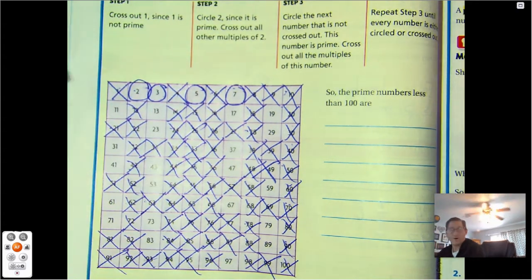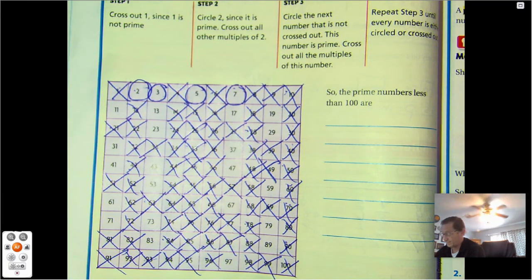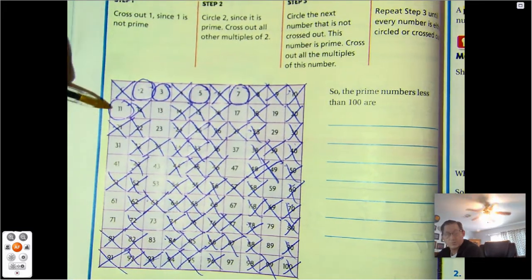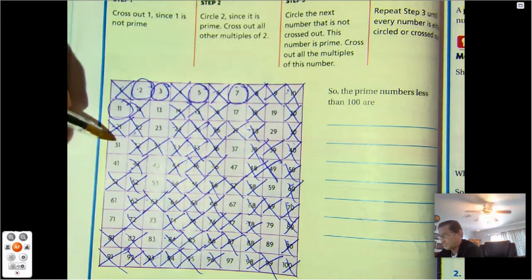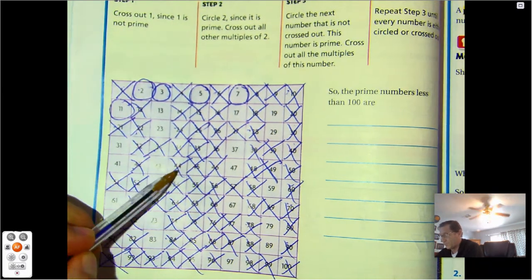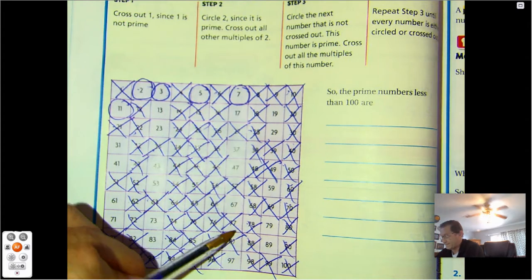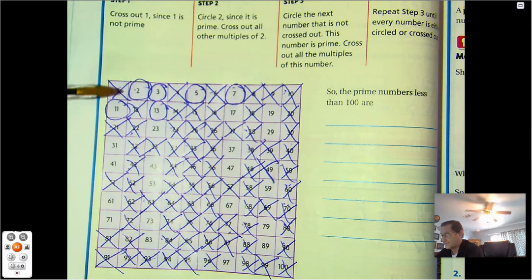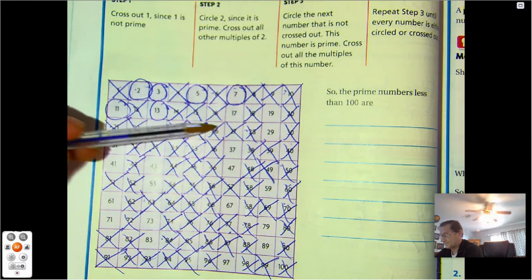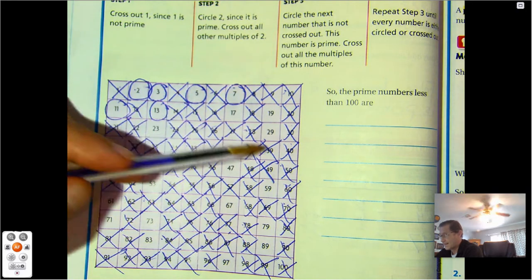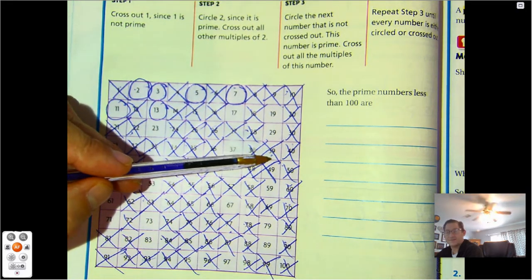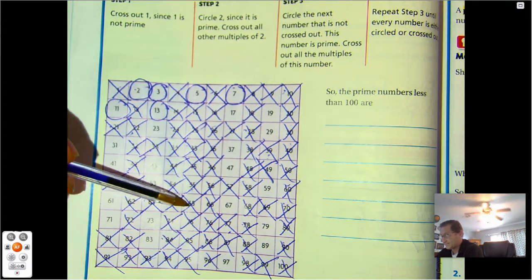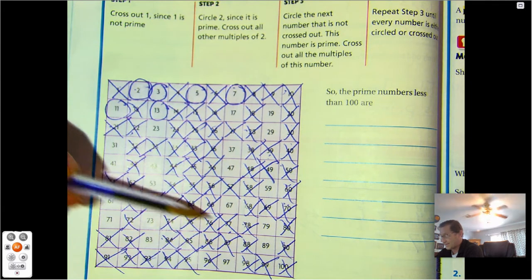Okay, let's go 11. We said 11 is prime. So now we need multiples of 11: 11, 22, 33, 44, 55, 66, 77, 88, 99. All right. 13: 26, 26 and 13 is 39, 39 and 13 is 52, 52 and 13 is 65, 65 and 13 is 78, 78 and 13 is 91.